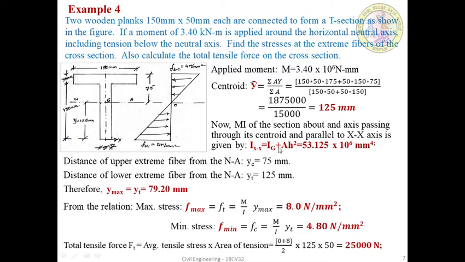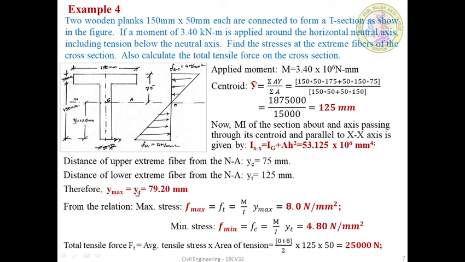Applying this equation, it has been found that the moment of inertia about the neutral axis is 53.125 into 10 to the power of 6 millimeter to the power 4. Now the distance of the upper extreme fiber from the neutral axis, yc, is given as 75 mm. Total is 150 plus 50 mm. We got y bar equal to 125 mm. Therefore yc becomes 200 minus 125, which is equal to 75 mm, and the distance of the lower extreme fiber from the neutral axis, yt, is equal to 125 millimeters.